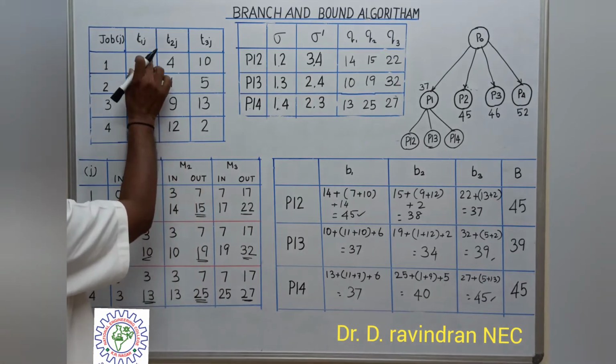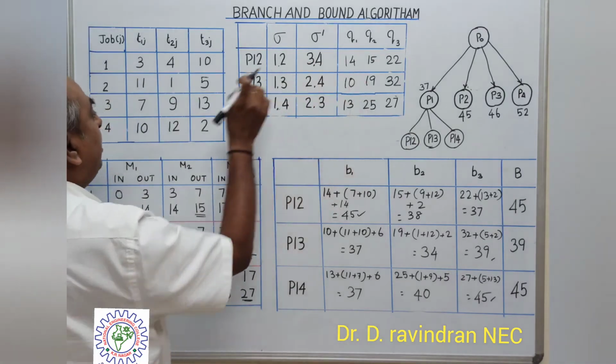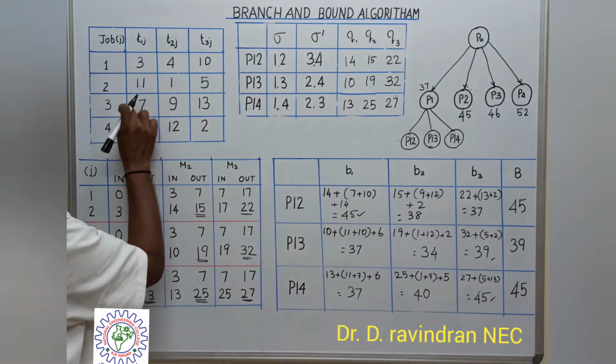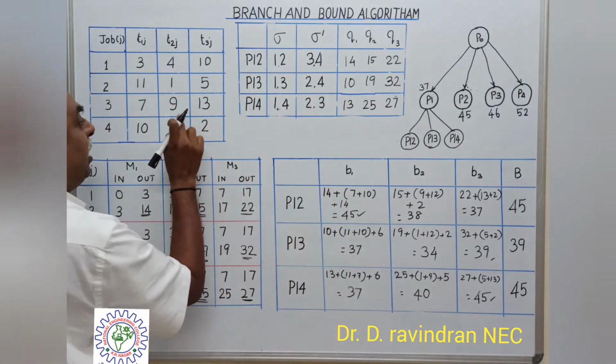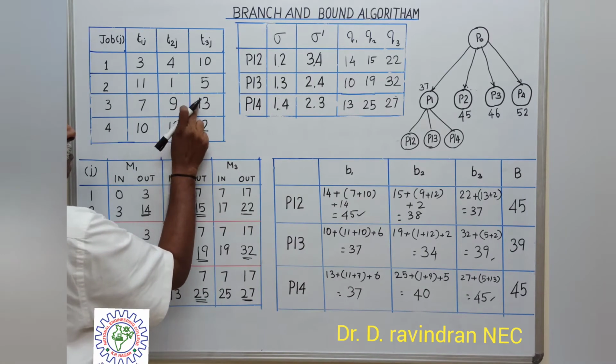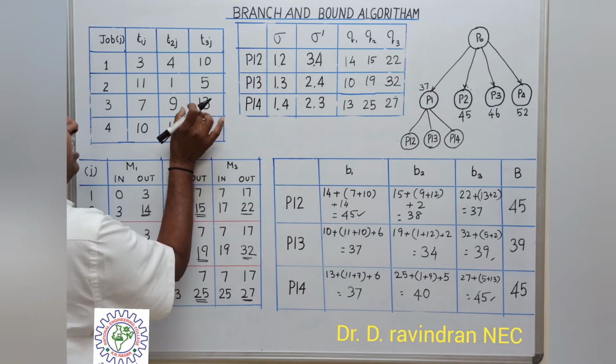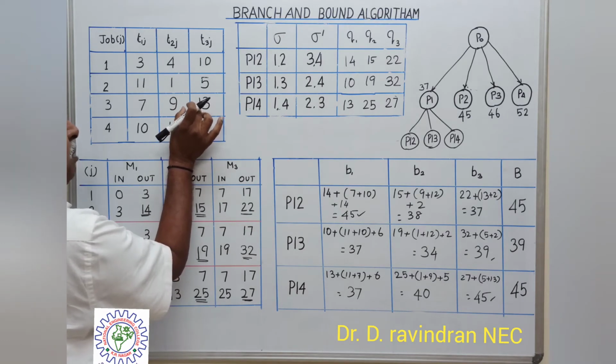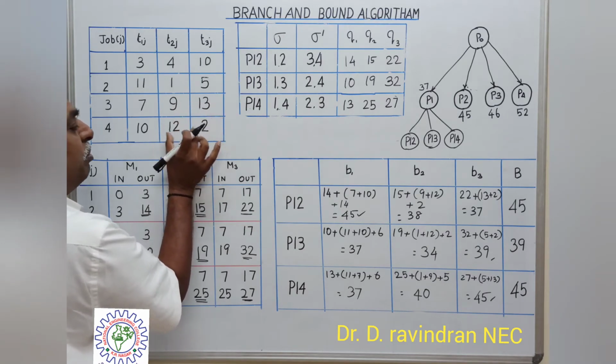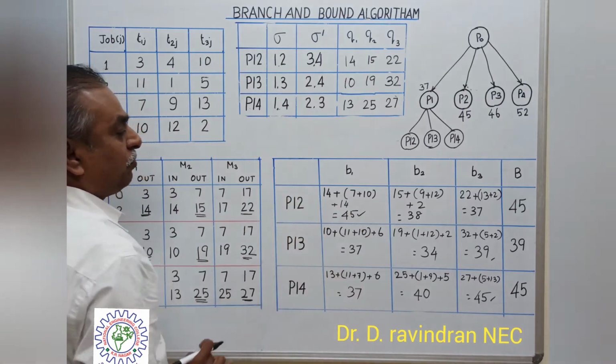That means after this, that is the Q1 value 14 plus the sum of these two values, plus the minimum of these two. That means 19 plus 9 plus 13, 12 plus 2, the minimum will be 14, so that comes to 45.